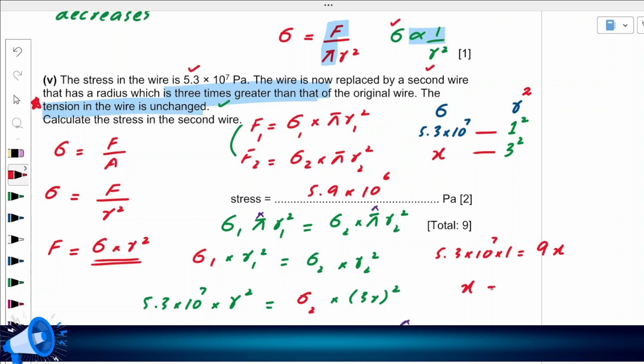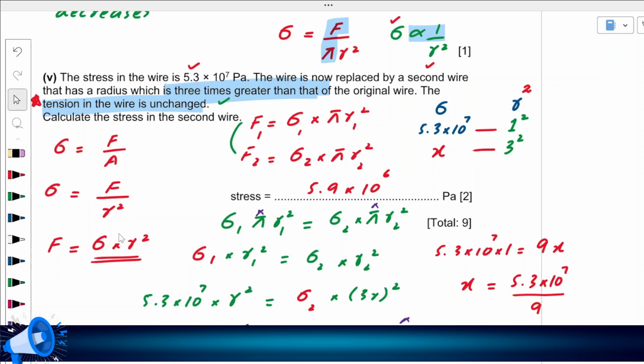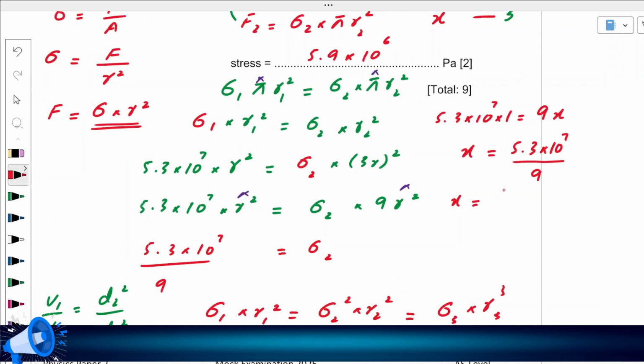Now what is x? 5.3 into 10 raised power 7 times 1 doesn't make any difference, divided by 9. And what do you get then? Whether you like it or not, you'll be getting exactly the same answer, which is 5.9 into 10 raised power 6 Pascal.